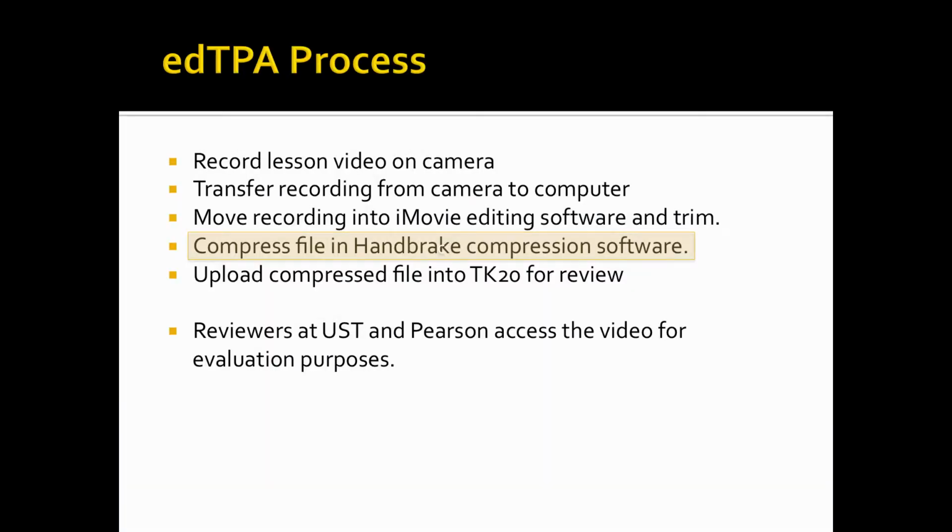So the process that we'll be going through here, just to review, originally you would have recorded your teaching event on your camera. You would have transferred that file from your camera to the computer, and then moving that recording into iMovie to edit or trim it if necessary. It's not required that you trim it, but if you had some extraneous material at the beginning or the end of your clip that you didn't want to include, you could bring that into iMovie and trim that off. This tutorial is focusing on the compression of the file using Handbrake compression software, and then once you have it compressed, you're ready to go. You can upload that to TK20 for your reviewers.